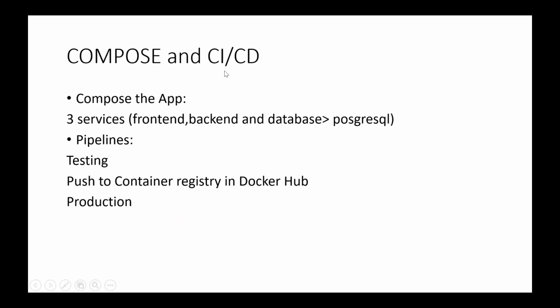So in Compose and CI/CD pipelines, we need to first compose the app. There must be 3 services that are working perfectly and connected: front end, back end, and database. For the database we are using a PostgreSQL database. For the pipelines, we have to build 3 pipelines. First one is the CI pipeline with the name of testing, and then a CD pipeline to push to the container registry on Docker Hub, and CD production.